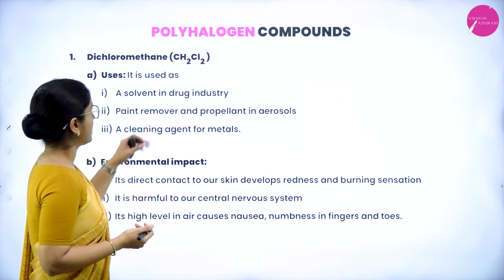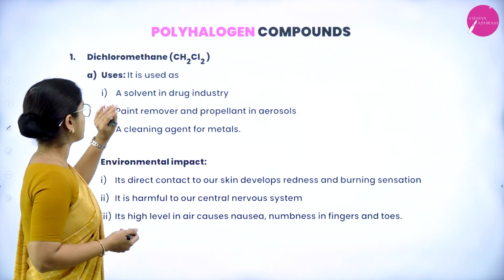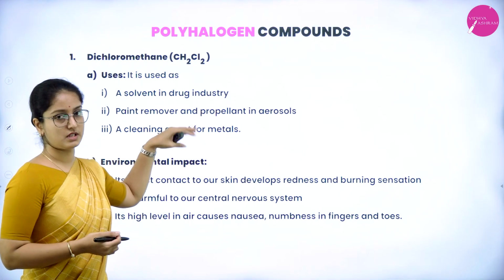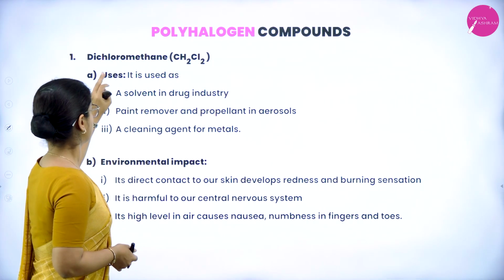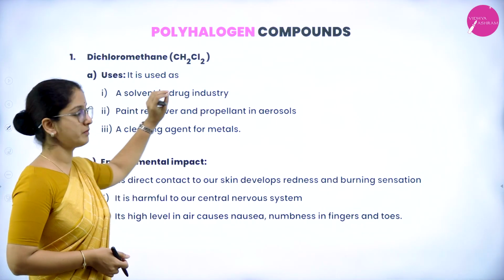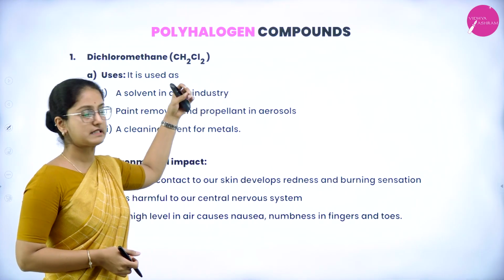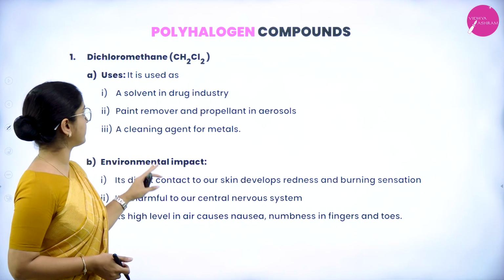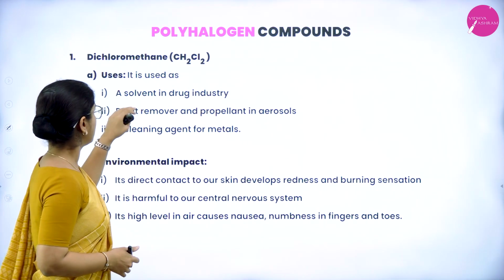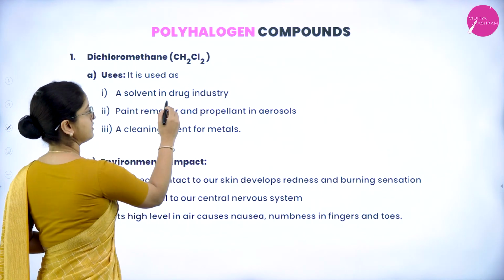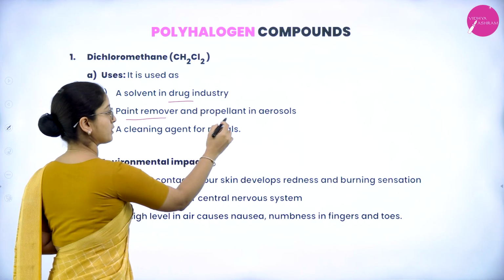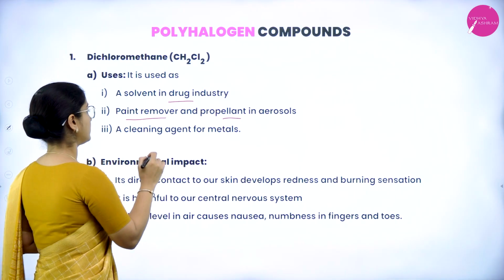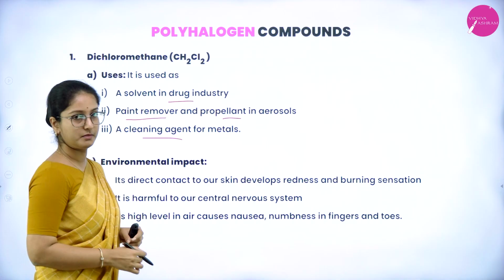So next is polyhalogen compounds. So what are those polyhalogen compounds? The name itself says: a larger number of halogen atoms in a compound. In that, the first one is dichloromethane, having the formula CH2Cl2. So what are the uses of dichloromethane? Let us see into it. So it is used as a solvent in the drug industry, and it is used as a paint remover and propellant in aerosols. Then it is used as a cleaning agent for metals.